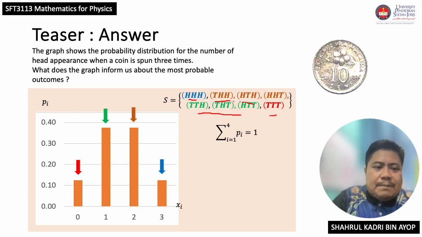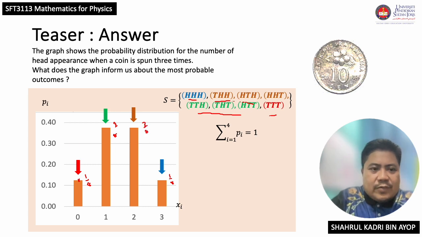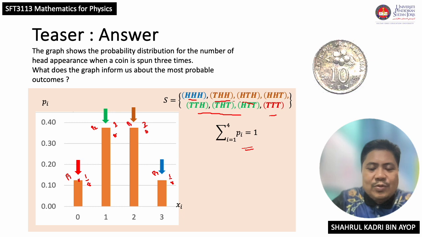The probability of having no head at all is represented here. This is 1 over 8, right? Then this is also 1 over 8, and this is 3 over 8, and this is 3 over 8. What's interesting about what we call a probability distribution is that the probability of these 4 bars, if you sum it all, is equal to 1. This is P1, P2, P3, P4, you sum it all, it is equal to 1.